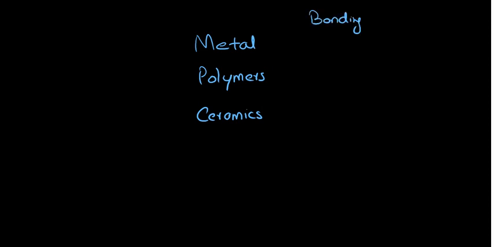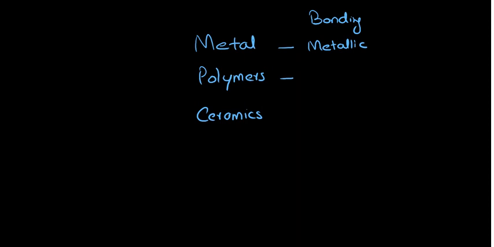We know different types of materials exist. For example, we have metals, polymers, ceramics, and so on. All these different materials are classified on the basis of the type of bonding. So the bonding plays a very important role in these materials. For example, in metals, the predominant bonding is the metallic bonding.